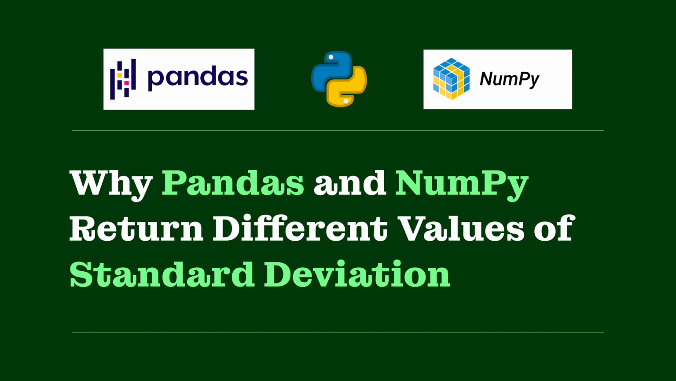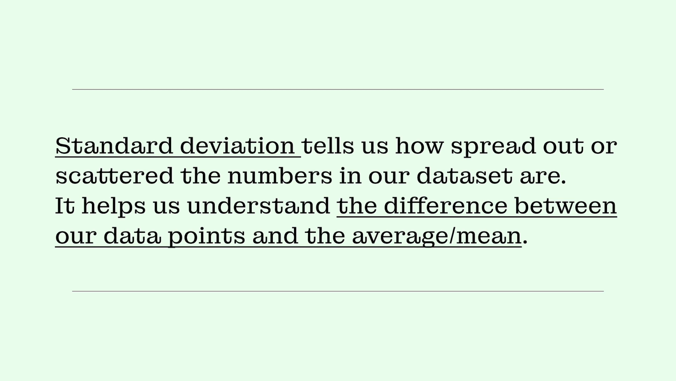Today, I'll be sharing something I learned from Akshay Pachaar. It is on why pandas and numpy return different values of standard deviation. But before moving on, let's just talk about standard deviation a little. In very simple terms, standard deviation tells us how spread out or scattered the numbers in a data set are. It helps us understand the difference between a data point and the mean, or the average, whichever you choose to call it. A larger standard deviation means that the data points are more spread out, while a smaller standard deviation means they are closer to the average.